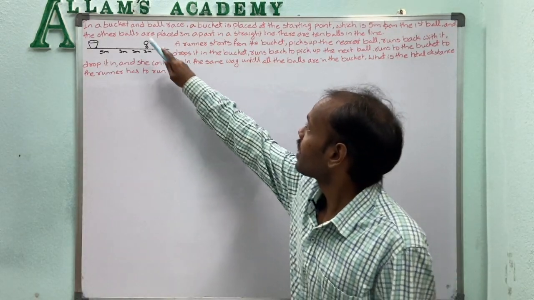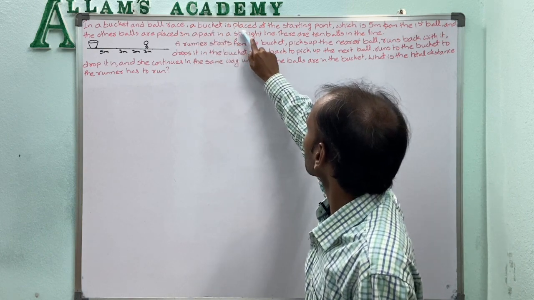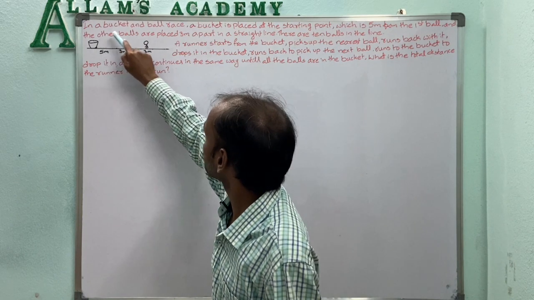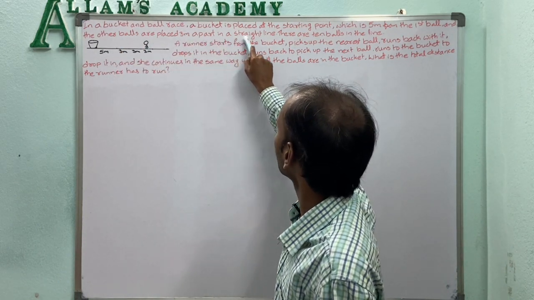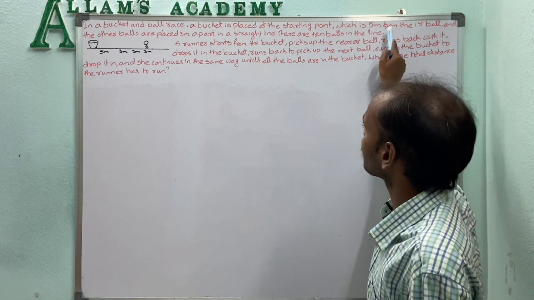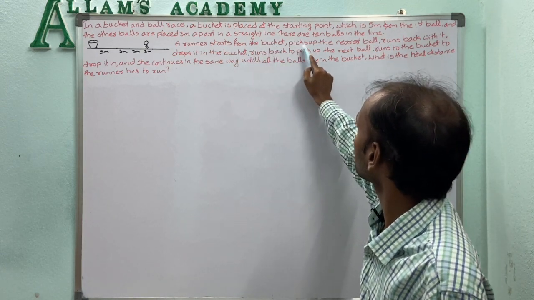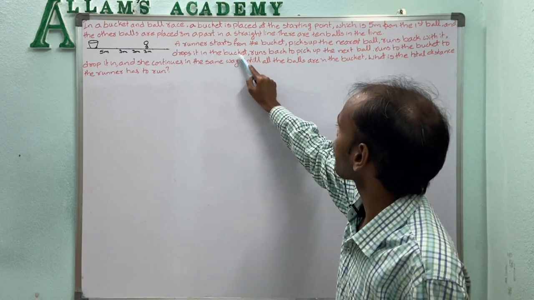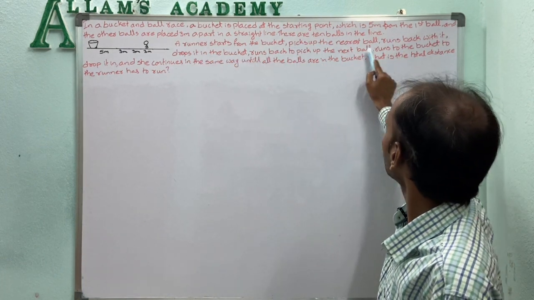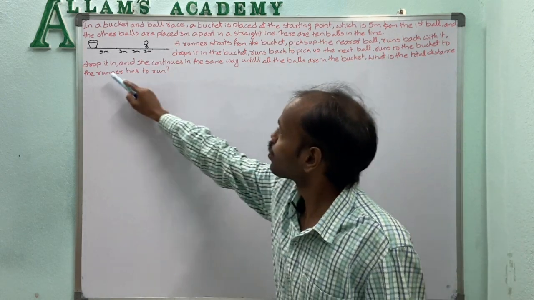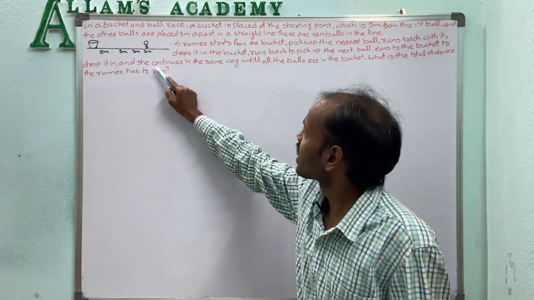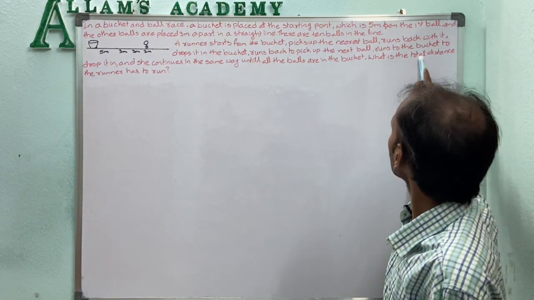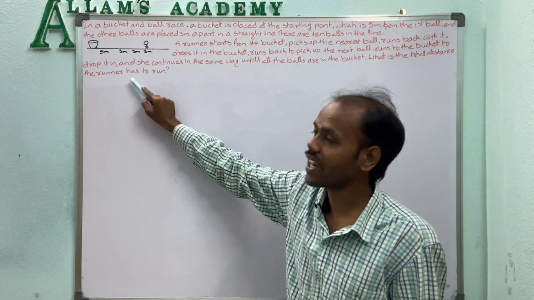Here is the given problem. In a bucket and ball race, a bucket is placed at the starting point, which is 5 meters from the first ball, and the other balls are placed 3 meters apart in a straight line. There are 10 balls in the line. A runner starts from the bucket, picks up the nearest ball, runs back with it, drops it in the bucket, runs back to pick up the next ball, runs to the bucket to drop it in, and she continues in the same way until all the balls are in the bucket. What is the total distance the runner has to run?